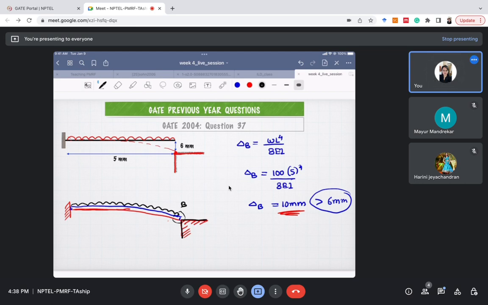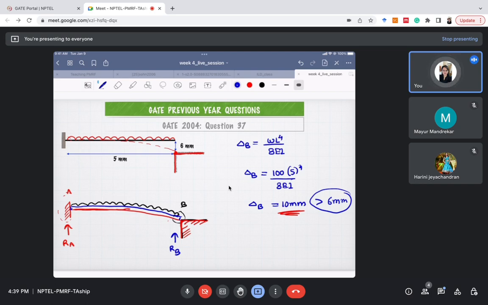So now, what is the value of reaction Ra? This support A is not the only support. Now we have this support B also, right? Earlier, in the previous case, there was no support at B, because the loading was very less. But now, since it is loaded at 100 kilonewton per meter, this support is also there, because the beam has deflected by that much amount. Now it is settling on this support, just imagine it. So there is this support B also, so there will also be a reaction RB.